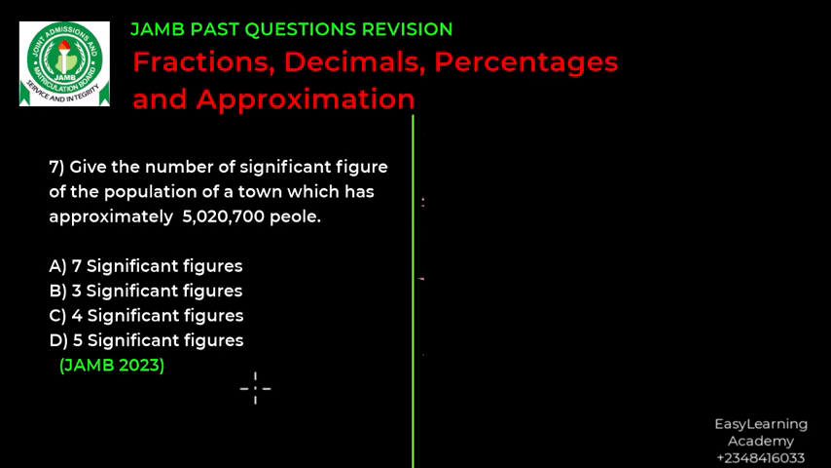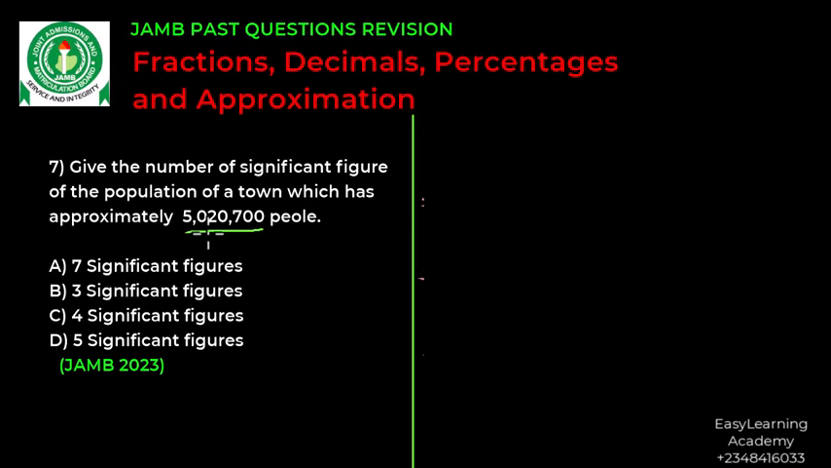Okay, so let's continue with our question. Given the number of significant figures of the population of a town which has approximately 5,020,700 people, give the number of significant figures. So now it's very simple for us to give the number of significant figures. Already, in this question the population is given, and we are asked how many significant figures are here.